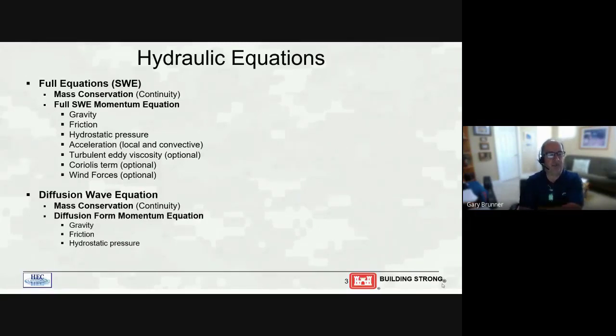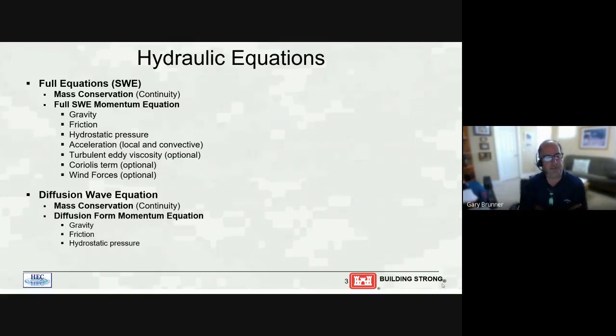So for the full shallow water equations, we have basically mass conservation, the continuity equation, which is just the inflow to a cell minus the outflow to a cell is equal to the change in volume of water in the cell. Okay, so that's just continuity.